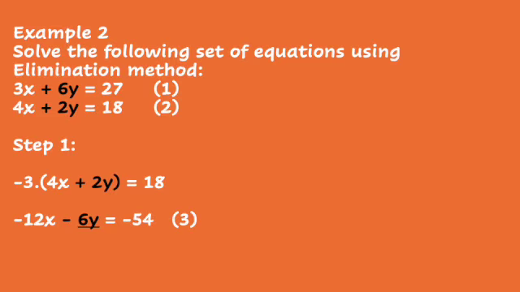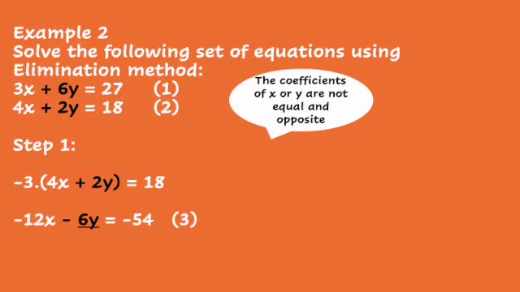Have a look at the next example where we have 3x plus 6y equal to 27 and 4x plus 2y equal to 18. Now here coefficients of x or y are not equal and opposite. So we need to do something. Now look at it closely.